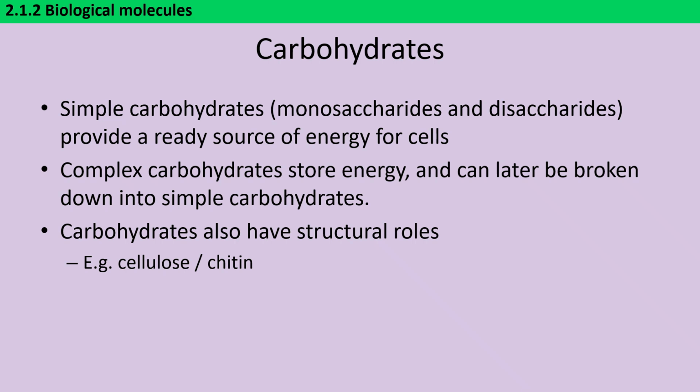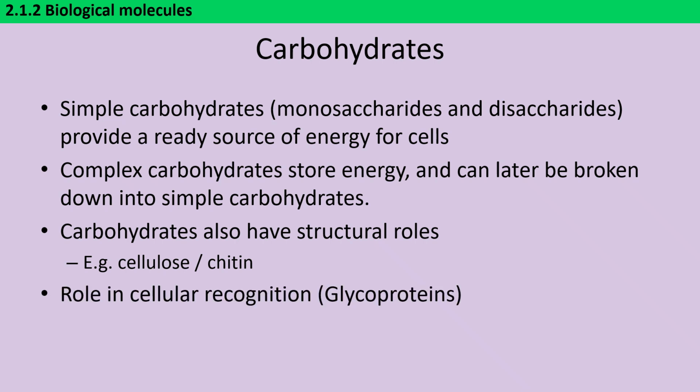You also learnt that in plant cell walls, there's another carbohydrate called cellulose, and this is an example of a structural carbohydrate, and there are others as well, such as chitin. Now, one thing that you may not know about carbohydrates is that they're very important in cellular recognition and in signalling. So things like hormones, when they come and bind to the outside of a cell, will typically be bonding to something called a glycoprotein.